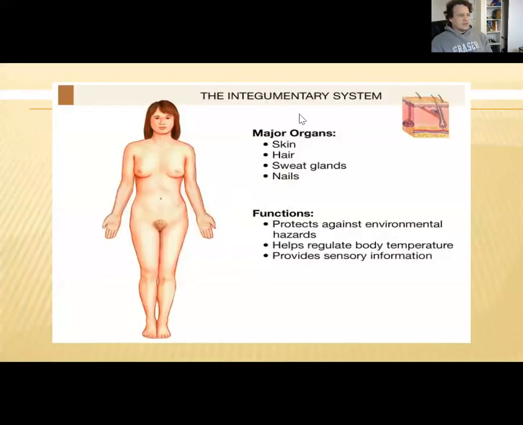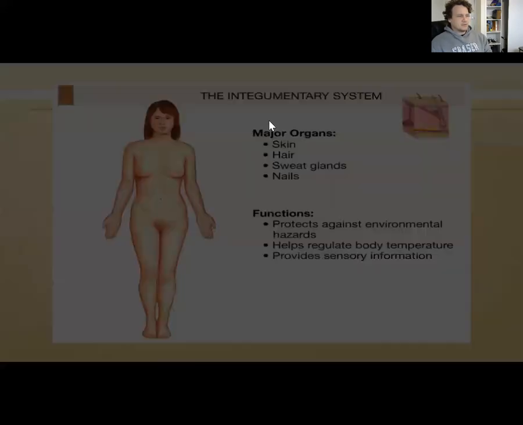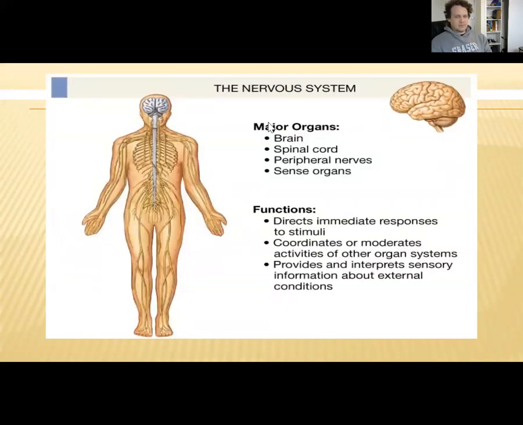So, integumentary system is the skin, hair, sweat glands, and nails. It protects against environmental hazards. It helps regulate the body temperature and provides sensory information. I'll quickly work through these, but we'll look at each of the other systems for maybe 10 or 15 minutes each. So the nervous system, the big one: brain, spinal cord, all of the nerves in the peripheries, as well as our sense organs.